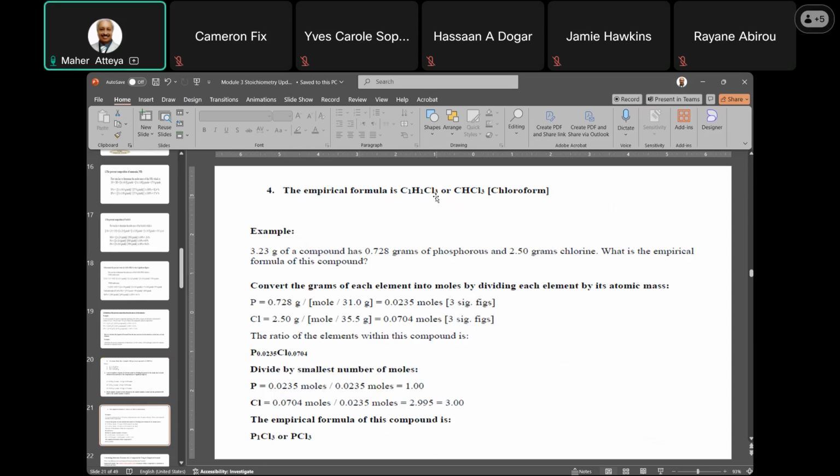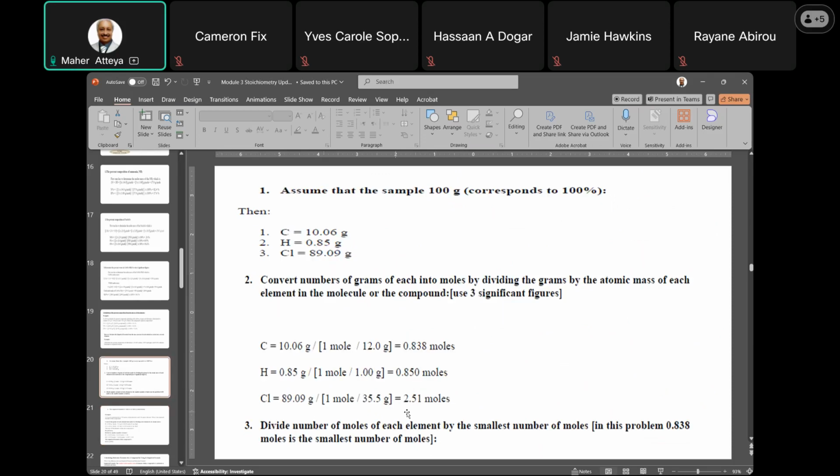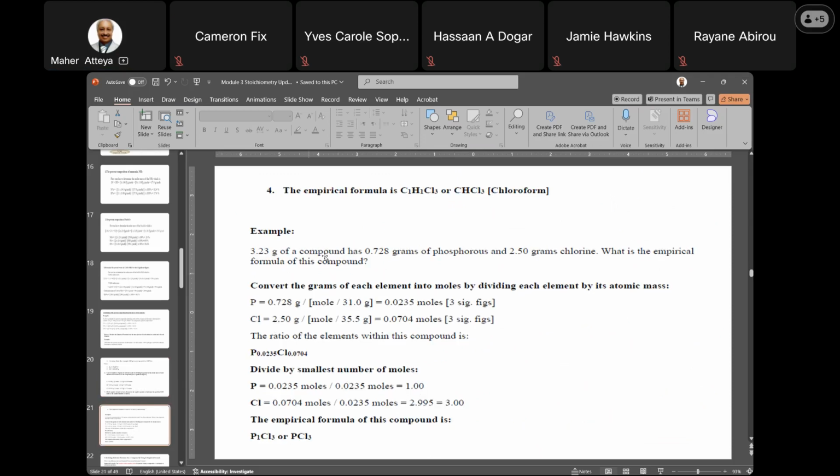So yeah, we divide it, and divide that number by the previous one here. See here. So that will give you around 1, 1, 2, 3, I think, or whatever. So when you divide, it comes out to be CHCl3, chloroform. The empirical formula is chloroform.